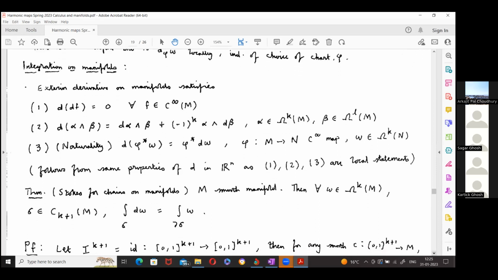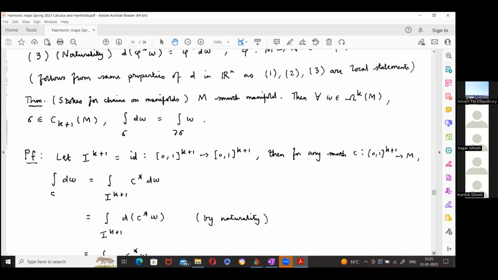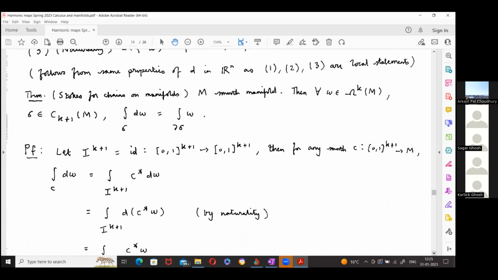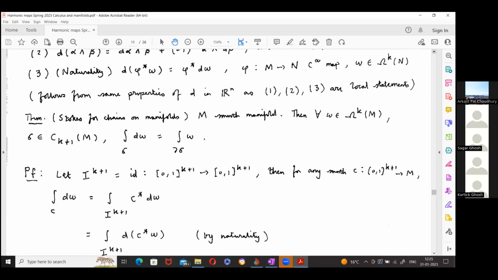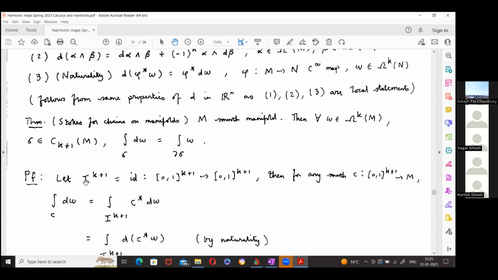Okay. And then from Stokes' theorem for chains in R^n, you also get Stokes' theorem for chains on manifolds. So if M is a smooth manifold, then for any k-form omega on M, and for any (k+1)-chain sigma in M, the integral of d omega over sigma is equal to the integral of omega over the boundary of sigma. This follows from the last property of the exterior derivative, its commuting with pullback, the naturality property. So the proof is very simple.